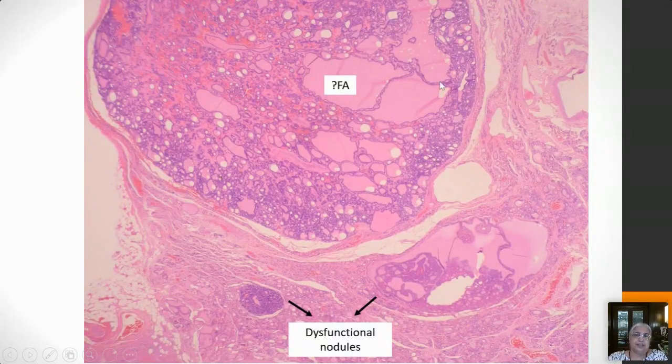But when you look at this large nodule, and this, what is very obviously a dysfunctional nodule, you see a similar sort of picture. All right, you see large colloid-filled follicles, you see small follicles, you see medium-sized follicles, which is exactly what you see in this nodule. And the rest of this thyroid was also nodular. So what is this? Is this really a follicular adenoma in a nodular goiter, or are these all dysfunctional nodules in a nodular goiter?